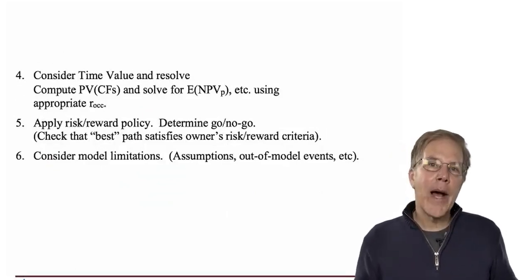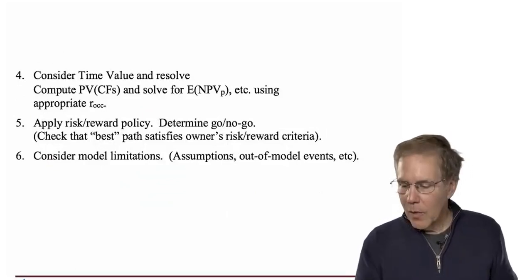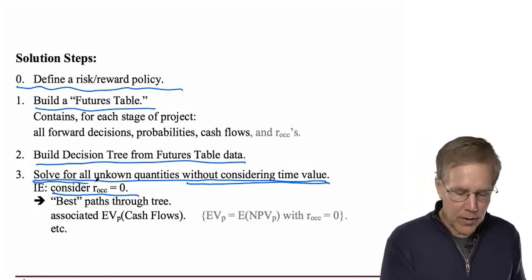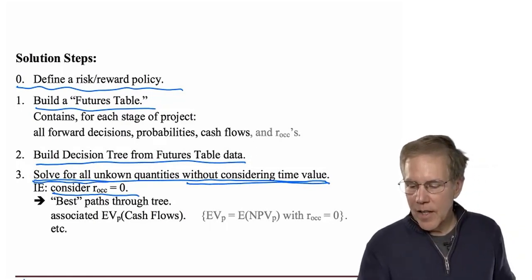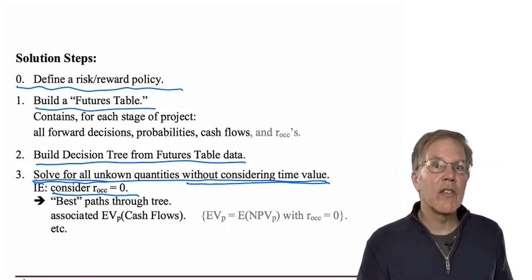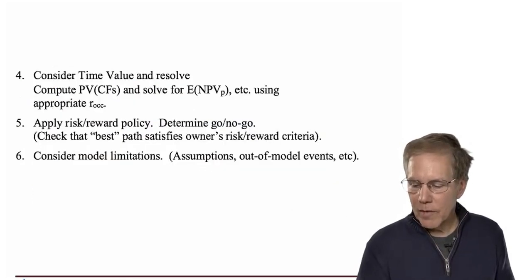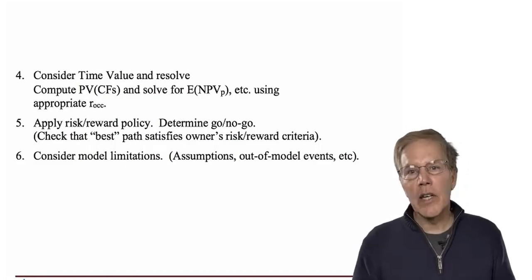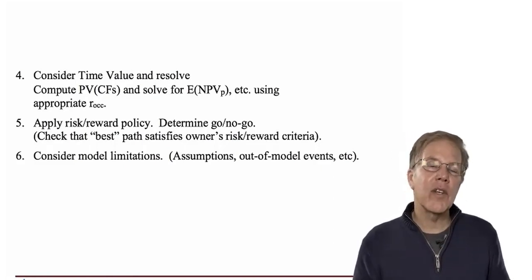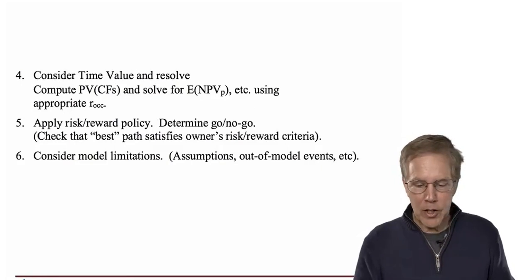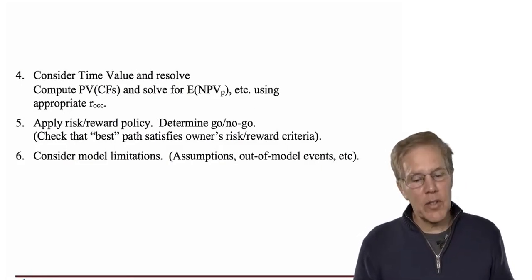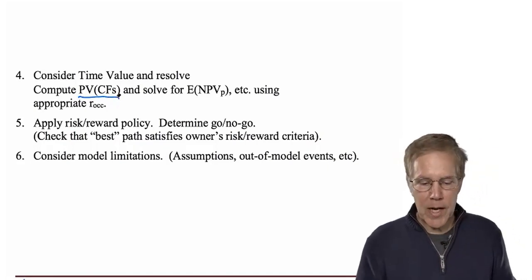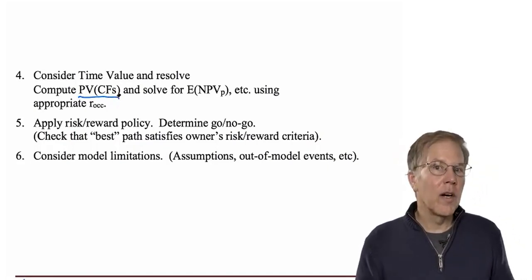Next, we're going to solve this whole thing without considering the time value. And that's going to help us debug, technically, the decision tree, make sure everything looks good while we're keeping it simple, right? And once we feel like it's debugged and working well, we're going to go back and consider the tree with time value, okay? And to do that, what are we going to have to do? We have cash flows in the tree that are going to happen a year from now, 2 years from now. We're going to have to take the present value of all of those.